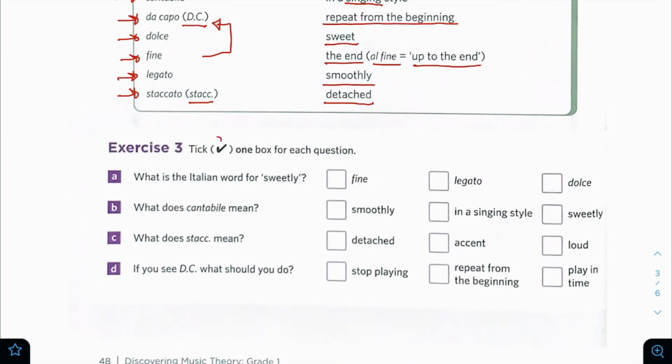Exercise 3. Tick one box for each question. Question A. What is the Italian word for sweetly? The answer is dolce.